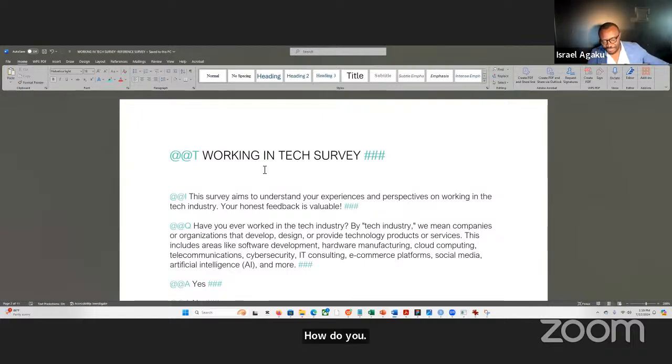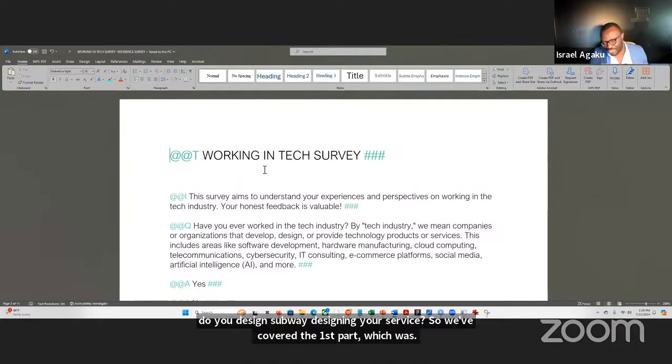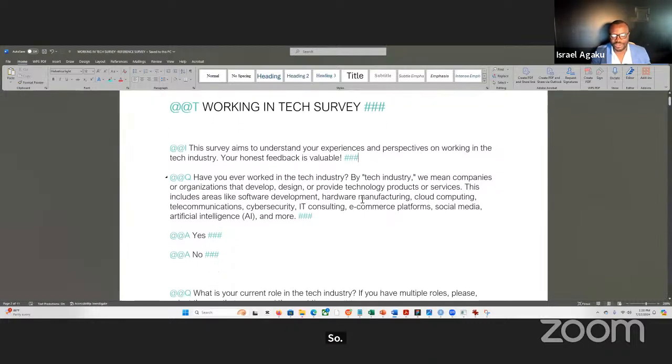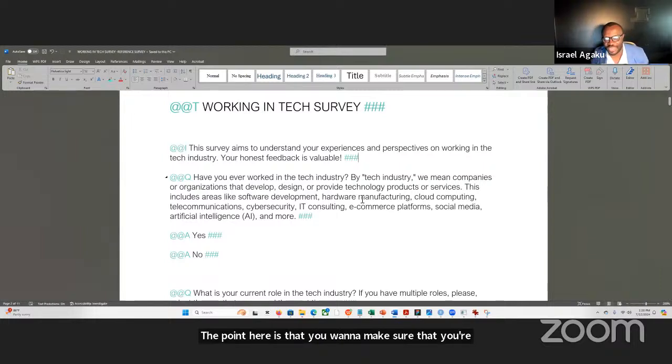So we've covered the first part, where you already have the data collected and you just want to visualize it. But now I want to collect data and make sure the data is rich and that I can communicate it in a way that makes sense. So the point here is that you want to give a lot of thought to the kind of questions you're capturing, right?